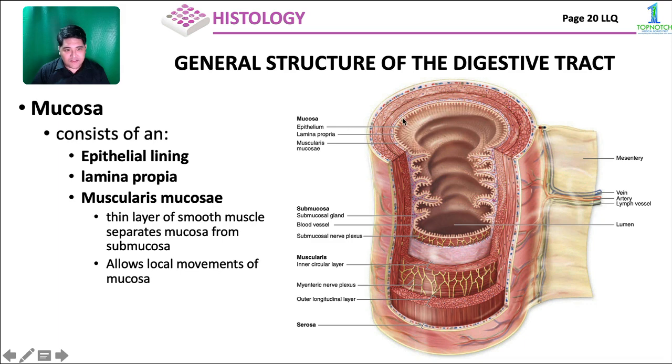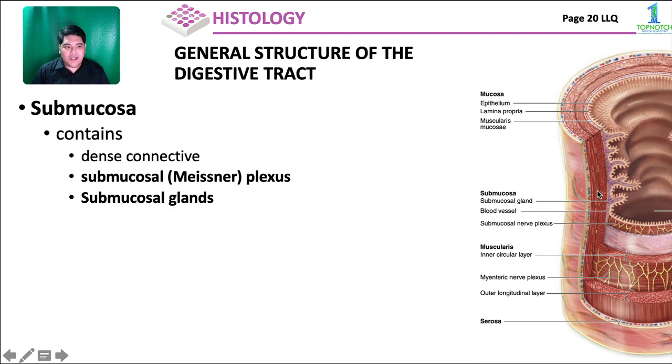Okay, so again, mucosa tayo, ha? Next is your submucosa. Okay, so it contains a dense connective tissue. You have here, highly testable, your submucosal plexus. Submucosal is your Meissner plexus. And of course, a lot of your submucosal glands. Okay, other term, submucosal plexus, is your Meissner plexus.